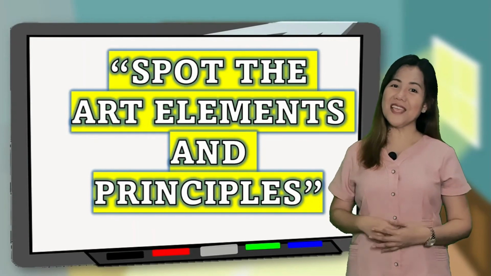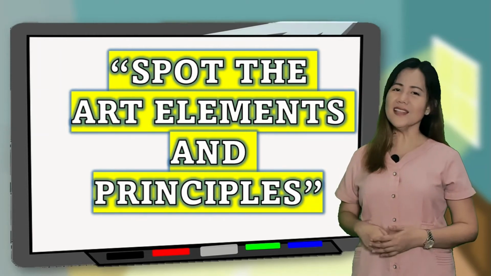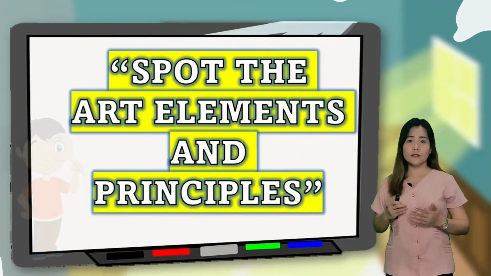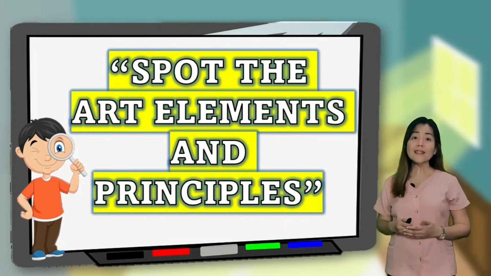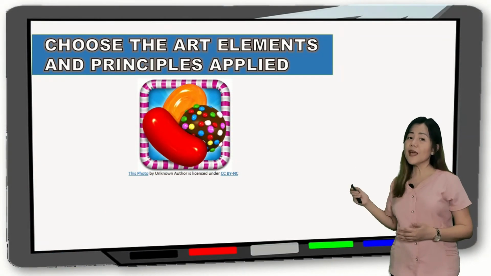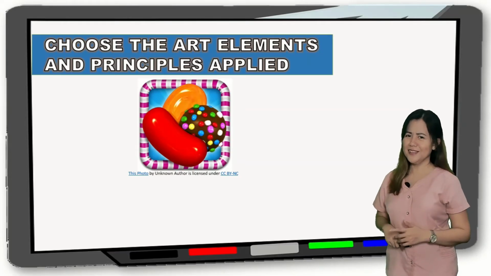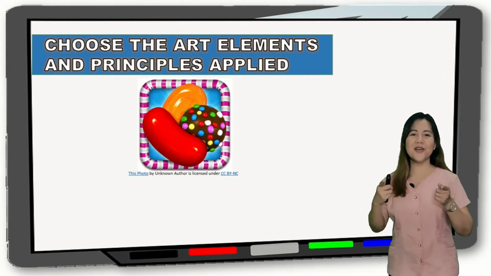It's game time! Let's play another game. Click the heart button if you are ready to play again, artist. Directions. Spot the element of art or principle of design applied in each commercial art. Type your choice on the comment section. Are you ready? Then get set, go.